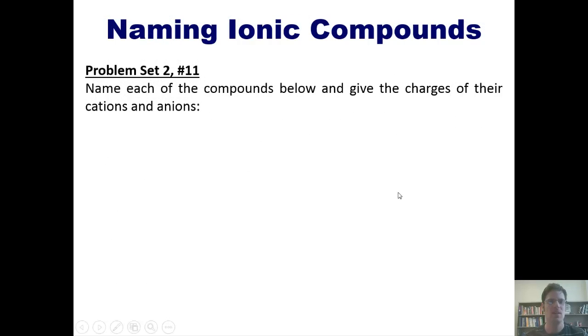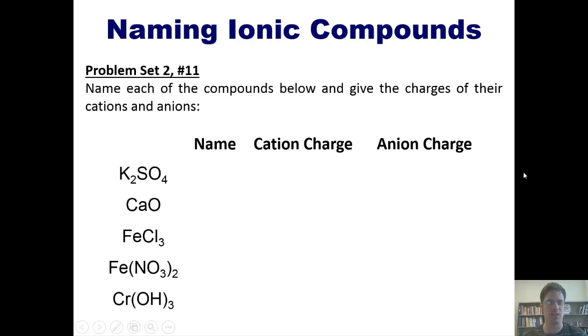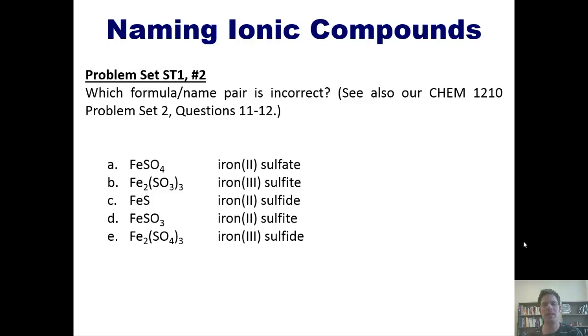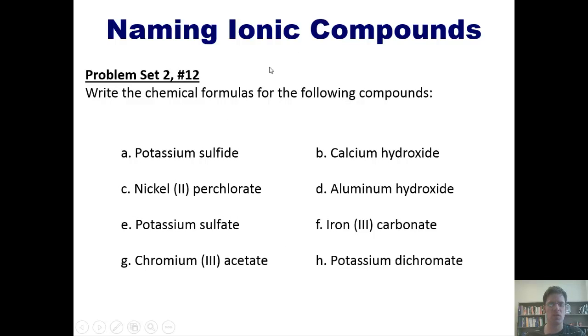Next question. Name each of the compounds below and give the charges of their cations and anions. Next. Which formula name pair is incorrect of these different examples? Next. Write the chemical formulas for the following compounds.